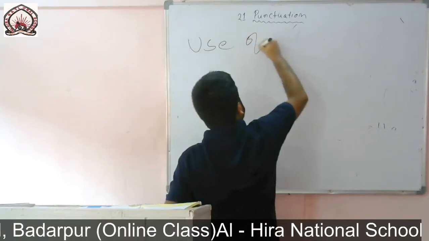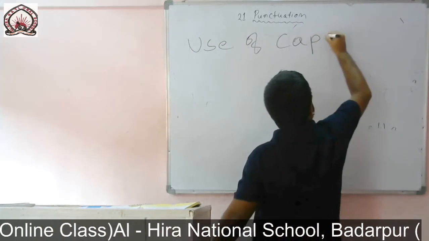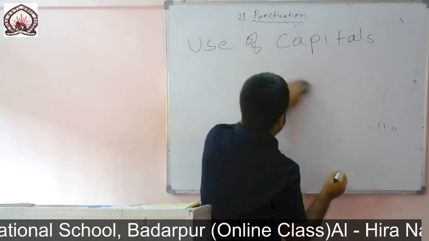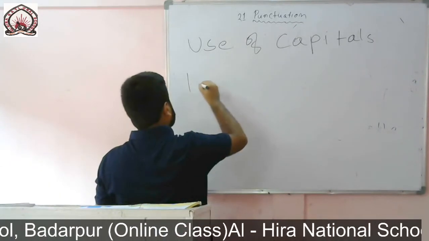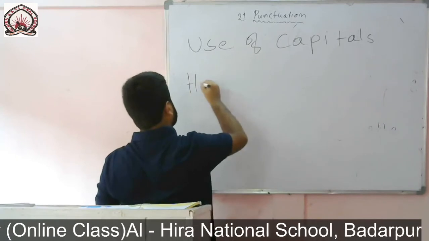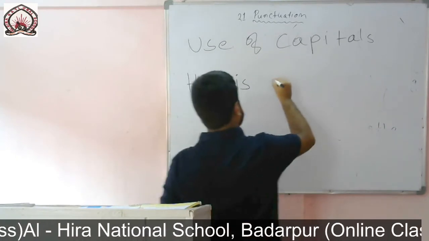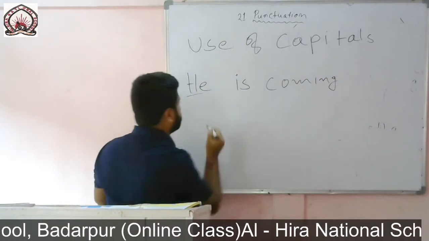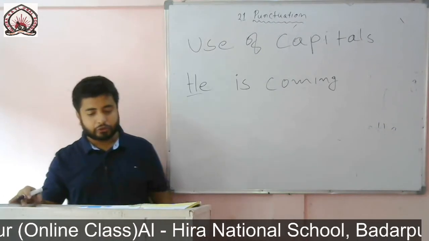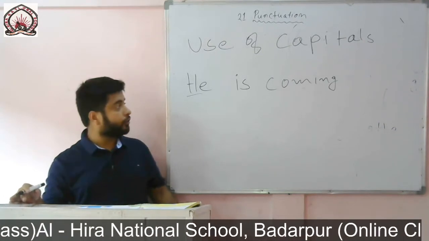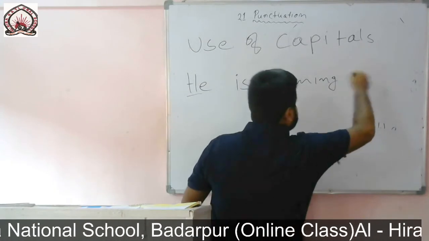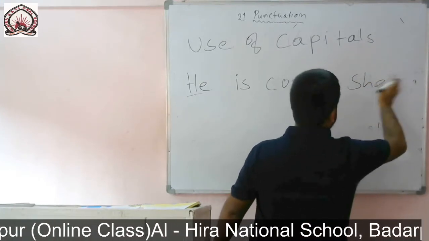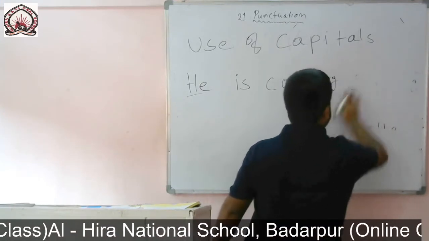Use of capitals. To start a sentence we have to use capitals. For example, he is coming. To start a sentence we have to use what? Capital. To start a new sentence after a full stop also. For example, he is coming. Then if we start another sentence, for example, maybe she. So the first alphabet should be capital.